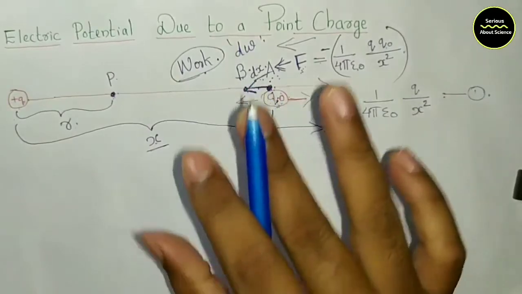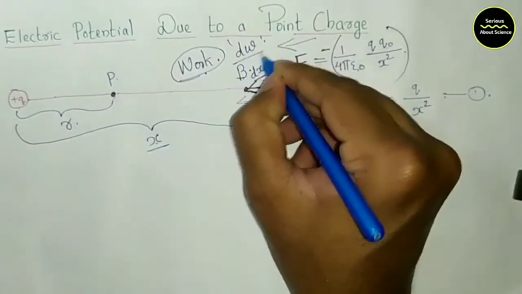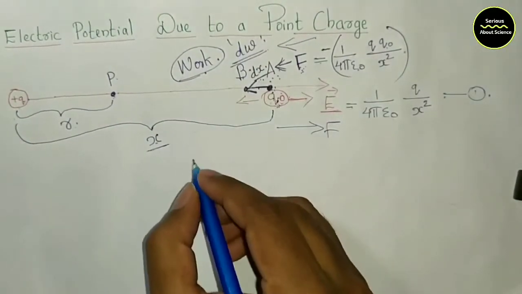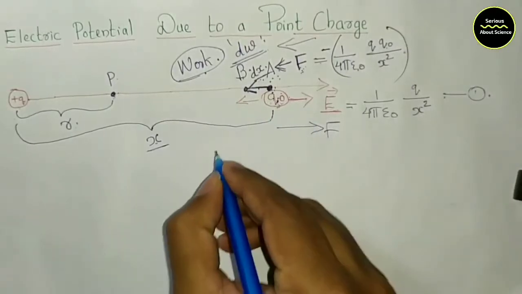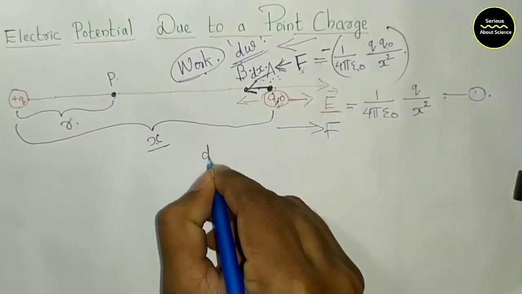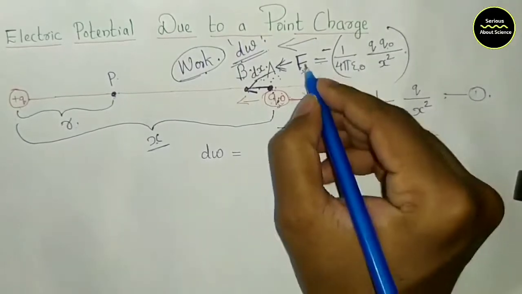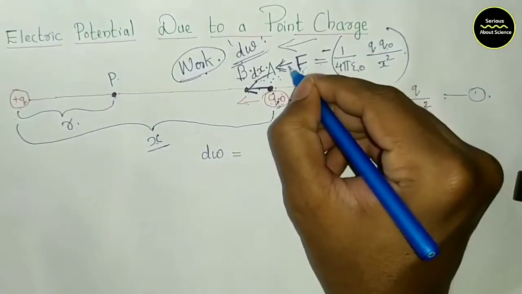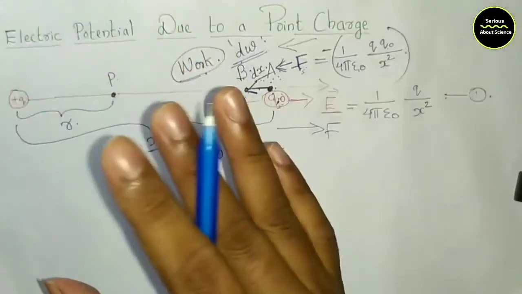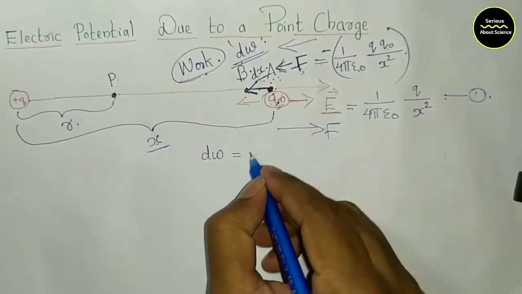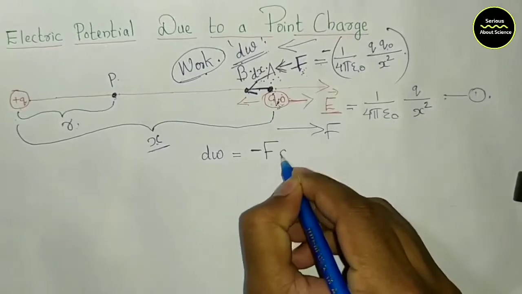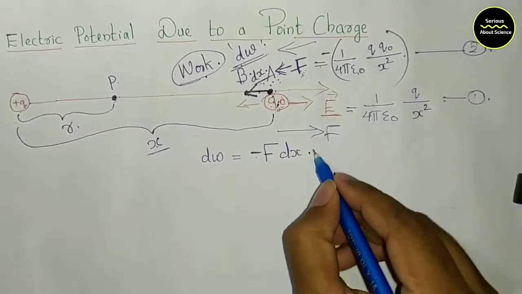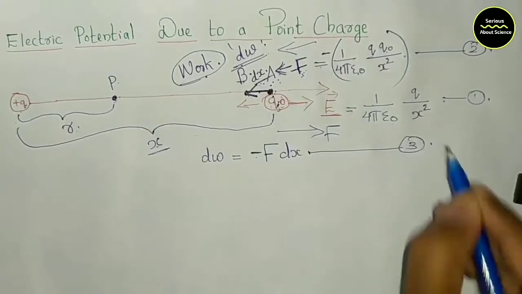I have written the concept of work also in this paper. A small amount of work should be done in bringing the test charge Q naught against the electrostatic field from the point A to a point B, or somewhere else in that electrostatic field line. How much is that work value? dW will be equal to force dot dx. How much is the small displacement value? The small amount of work will be equal to force into small displacement value dx.